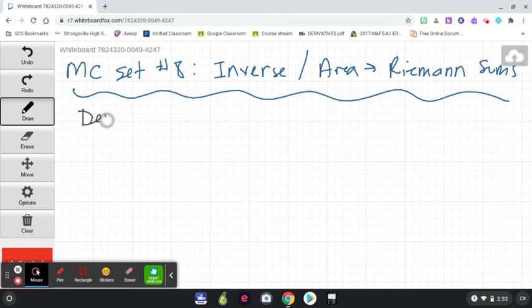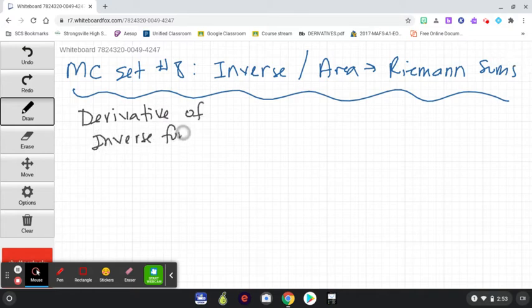Okay, so I'm going to take a look at the derivative of an inverse function first. Now, this is the type of question that should only pop up like once, maybe twice if you're unlucky. So it's just one of those rules that you have to know that's buried somewhere in the back of your head. But here's the rule.